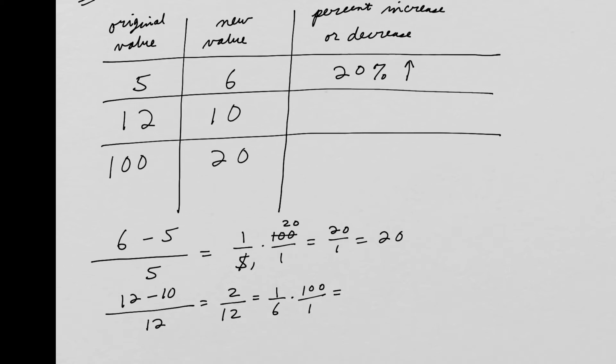So this is going to be, I can simplify a little bit, right? 2 goes into 6 3 times, 2 goes into 100 50 times. So this is going to be 50/3%.